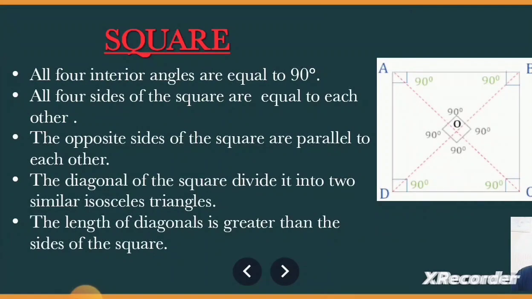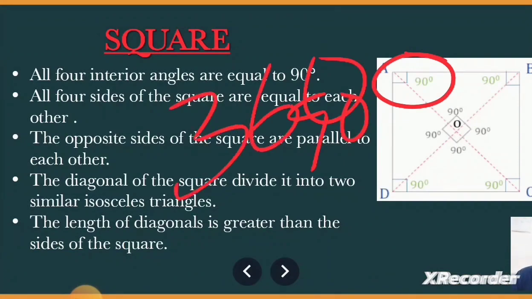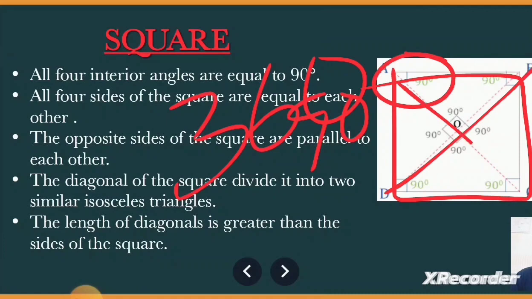First of all, square. In a square, all four interior angles are equal to 90 degrees, and the sum of all four interior angles of a square is equal to 360 degrees. All sides of the square are equal to each other, and the diagonals are also equal to each other.